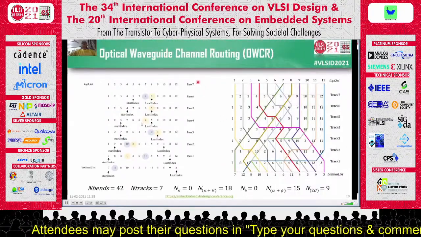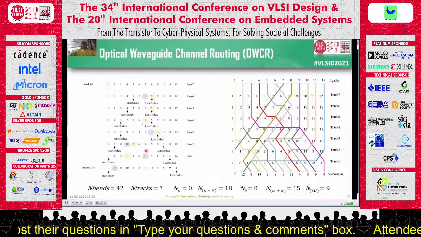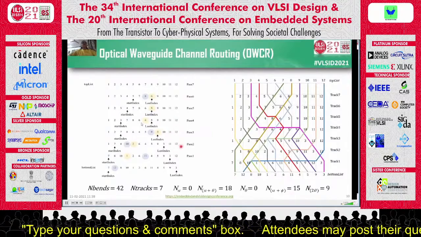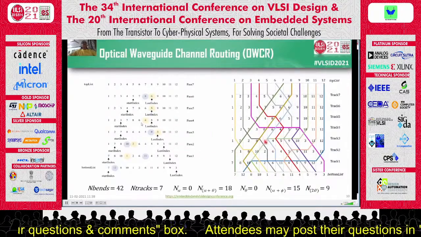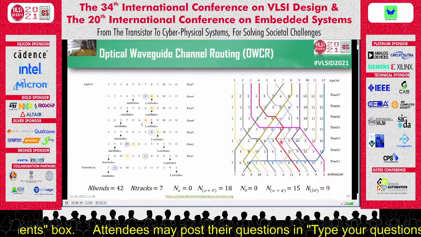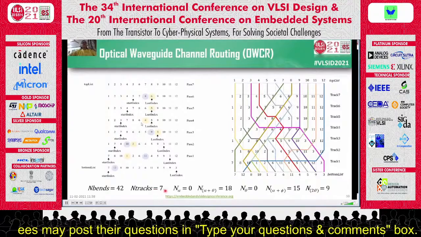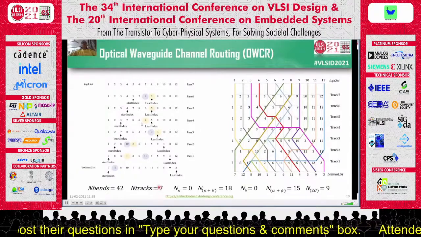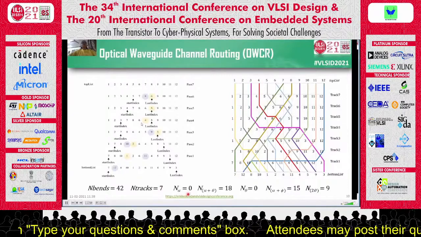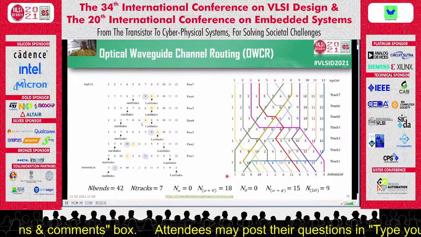So this is an example of the proposed OWCR. Here, these are the routing cases for all the intermediate passes, and this is the actual routing of the optical waveguides along the channel grid. In the result section, we see that a total of 7 tracks are used in this example. And due to the horizontal routing, there are no alpha and theta bends.